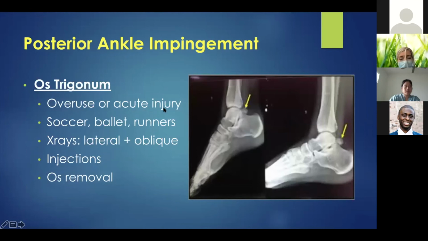Overuse often, but it can be an acute injury as well, like an ankle sprain. It's treated by injections, and sometimes we go in and remove it, most commonly by small incisions, but it can be done by a scope like we saw.